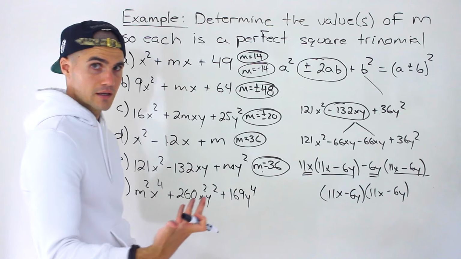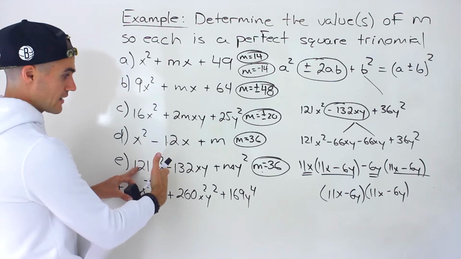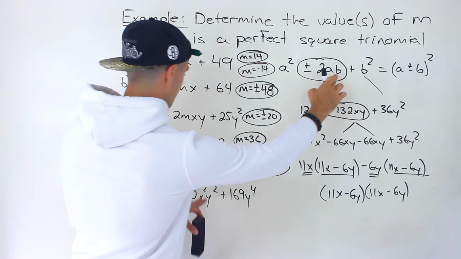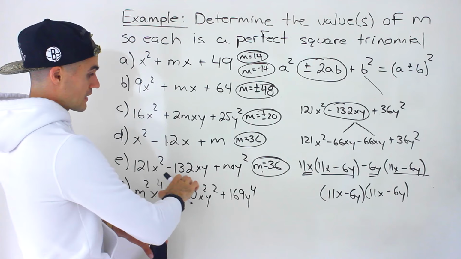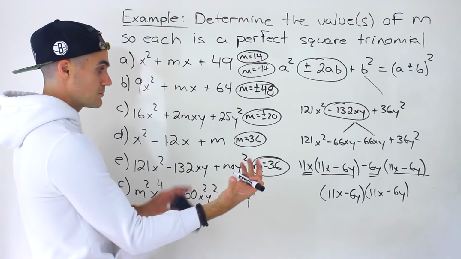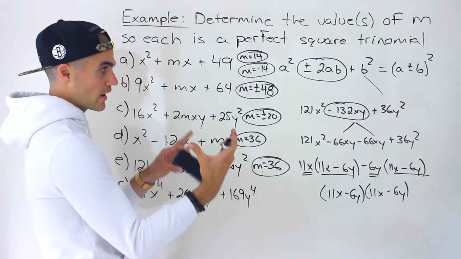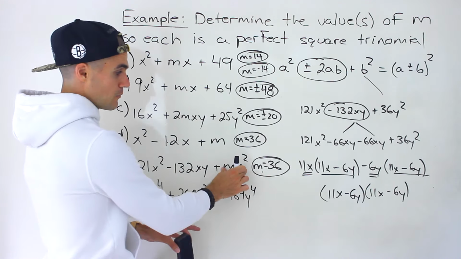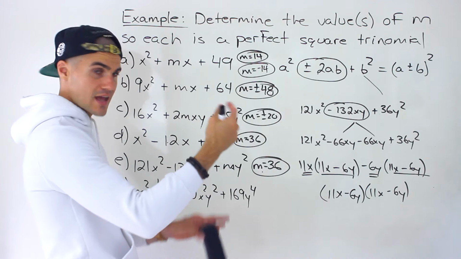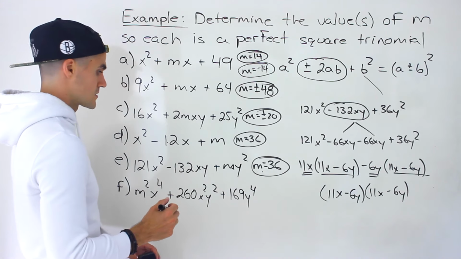But that ends up being the solution. So we had to get the a value first here, which was 11x. Then we had to plug it into the negative 2ab. Negative 2ab was equal to negative 132xy. We solve for the b value, which ended up being 6y. And then 6y squared, b squared, has to equal this my squared. We end up with 36y squared equals my squared, so then we could tell that the m value would be 36, right?